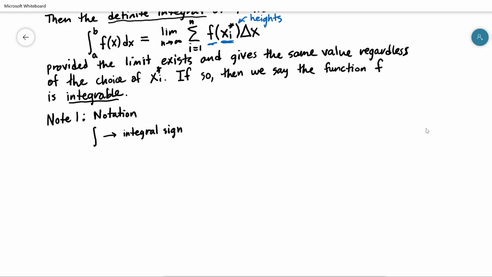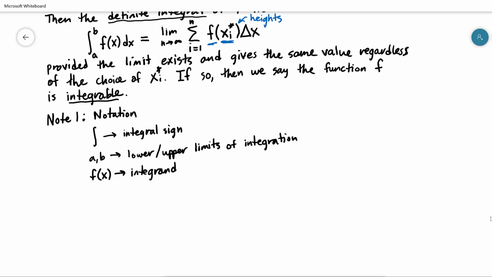You'll see it a bunch in the textbook. The A and the B that showed up in our notation, those are our lower and upper limits of integration. That's how we refer to where we start and stop our integration. The lower limit is where we start, the upper limit is where we stop. The f of x, the function that we're using, will be referred to as the integrand. It's the thing that gets integrated.